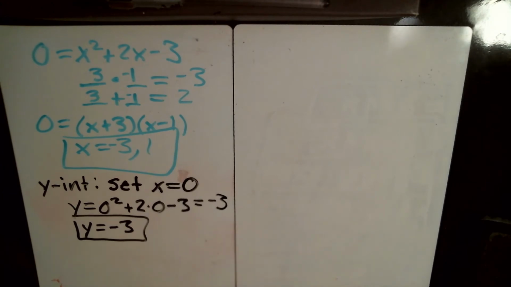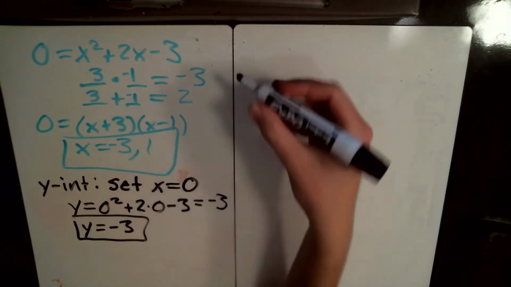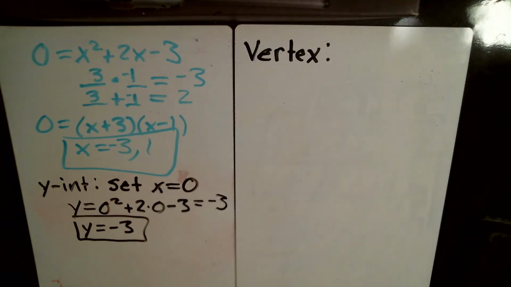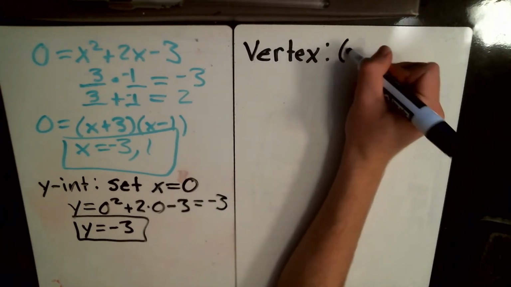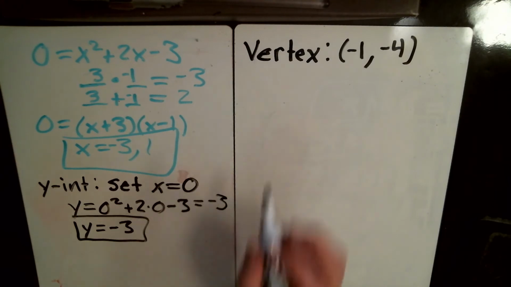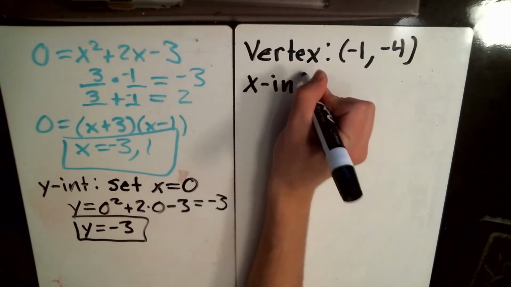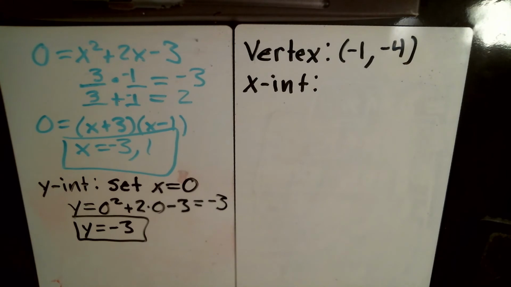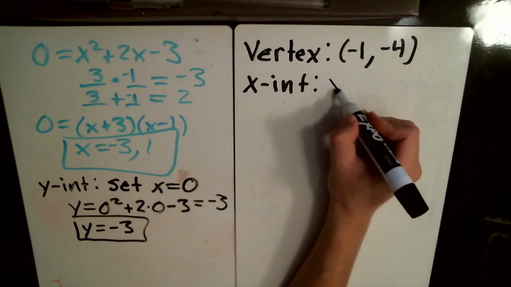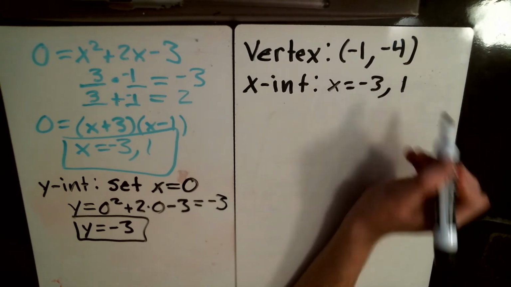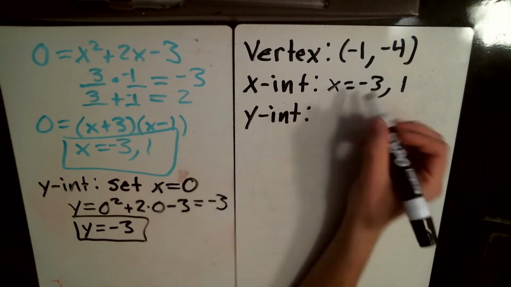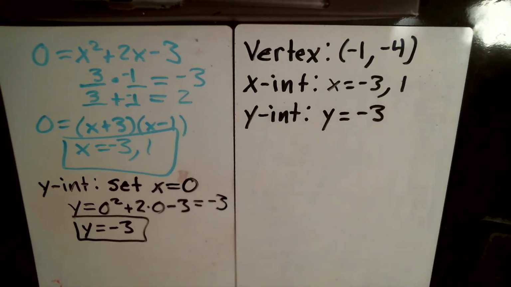Okay, so fresh board here. So the info we found: the vertex was -1, -4, and the x-intercepts we found were at -3 and +1. And then the y-intercept happened at y is -3, right?